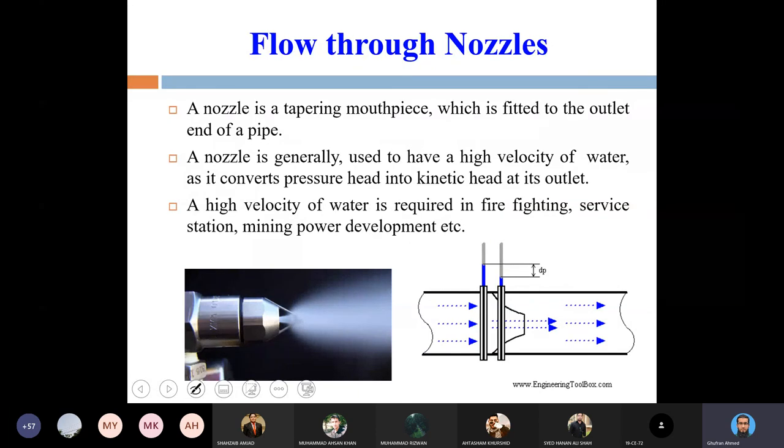Next is the flow through nozzles. Nozzles, आपको पता है कि it is for increasing the velocity of the water. Discharge के same होता है. अगर आप उसका area कम कर देंगे तो फिर velocity high हो जाएगी. And this high velocity water is required in firefighting service stations, mining, part development, etc. A nozzle is a tapering mouthpiece which is fitted to an outlet end of the pipe. A nozzle is generally used to have high velocity of water as it converts pressure head into kinetic head at its outlet. Okay.